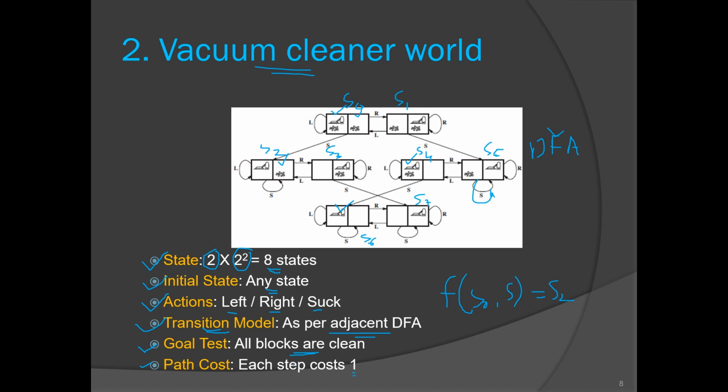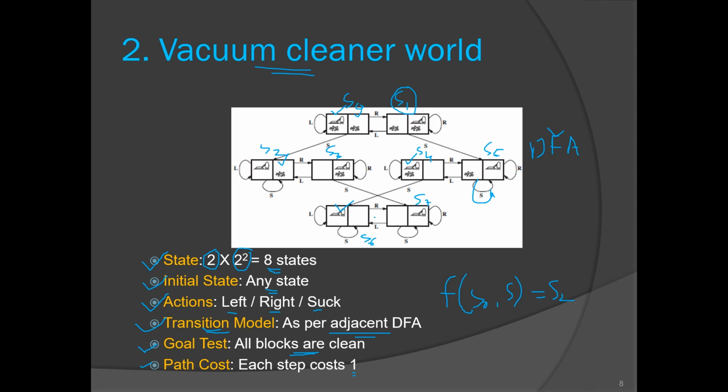Now path cost. Each step will cost me 1 unit. So if I start with S1 state, what will be my path cost? The most efficient path will be this one. I will issue a suck command here, and then a left command, and then a suck command. So in 3 actions I can reach the goal state. The suck command will clean this floor, then the left command will bring me to block A, and then again a suck command. So that will be my path cost.